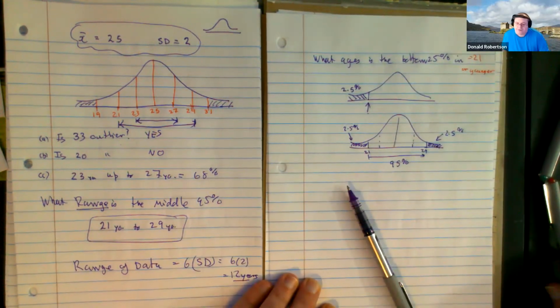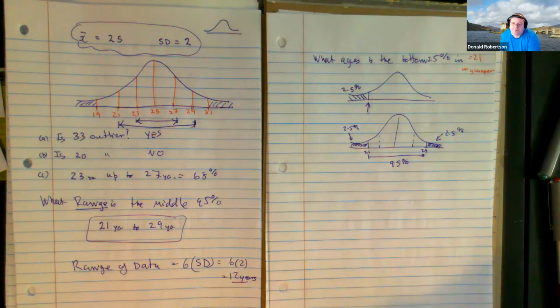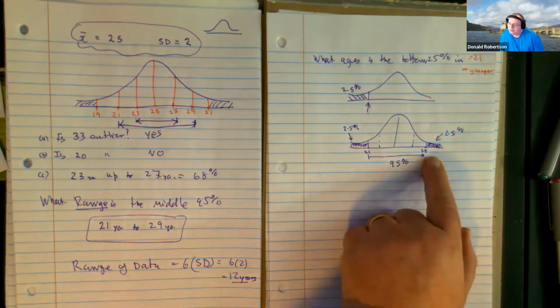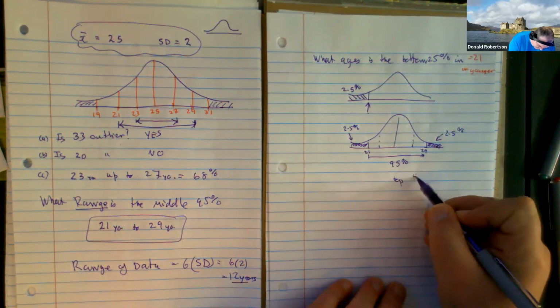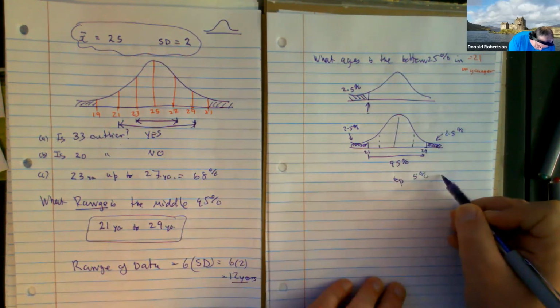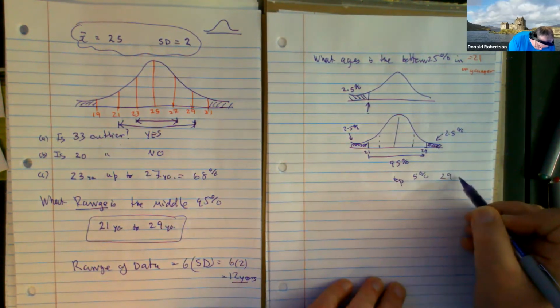Suppose I went and said to you then, what age would you have to be in the top 2.5%? Then wouldn't it be 29 years or older? So if you wanted to be in the top 5%, the answer would be 29 years or older.